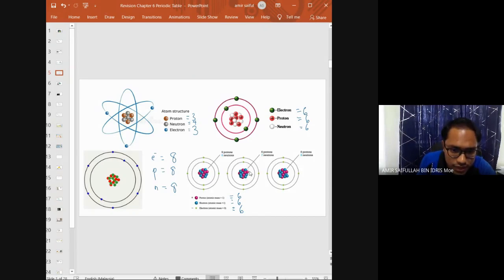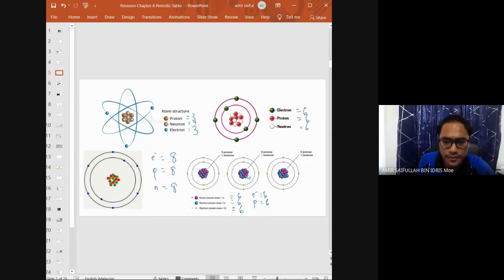Okay, for this one, the second one, how many electrons? 1, 2, 3, 4, 5, 6. Okay, protons: 1, 2, 3, 4, 5, 6. So which one is the proton? The purple one or the blue one? Which one is the proton? Blue or purple?